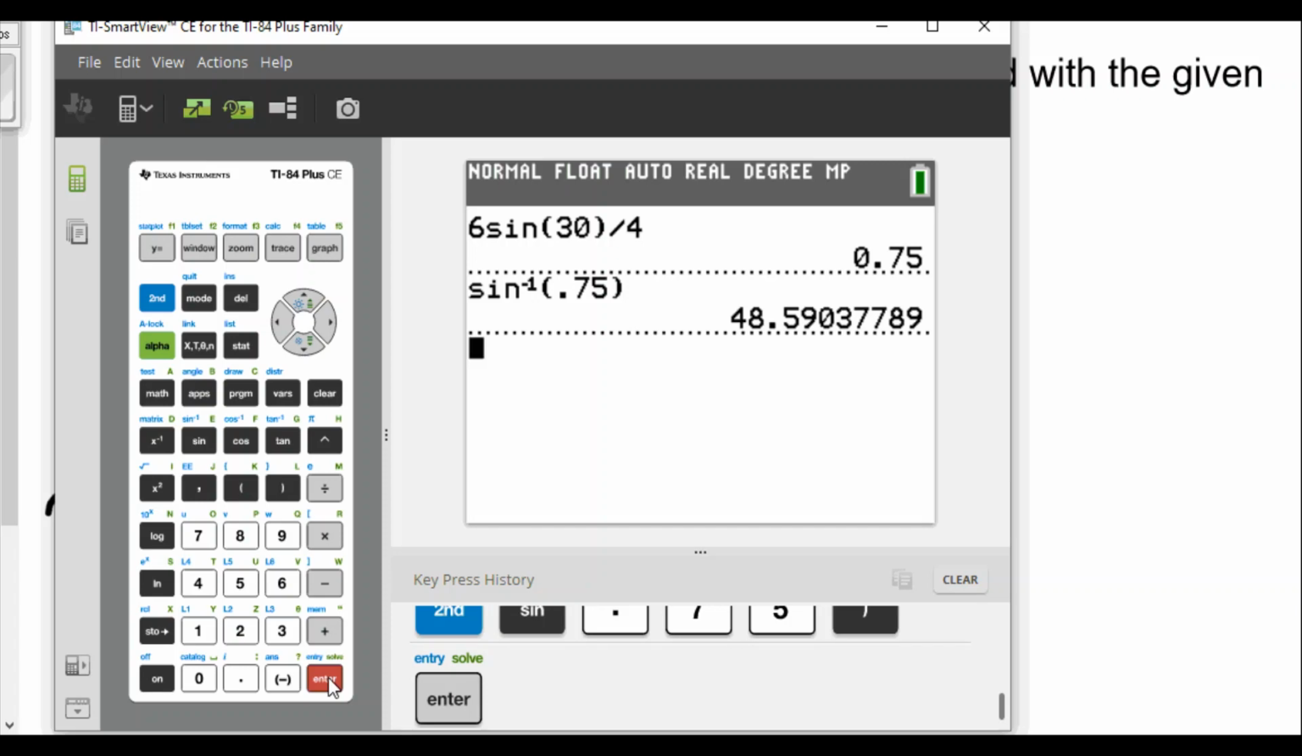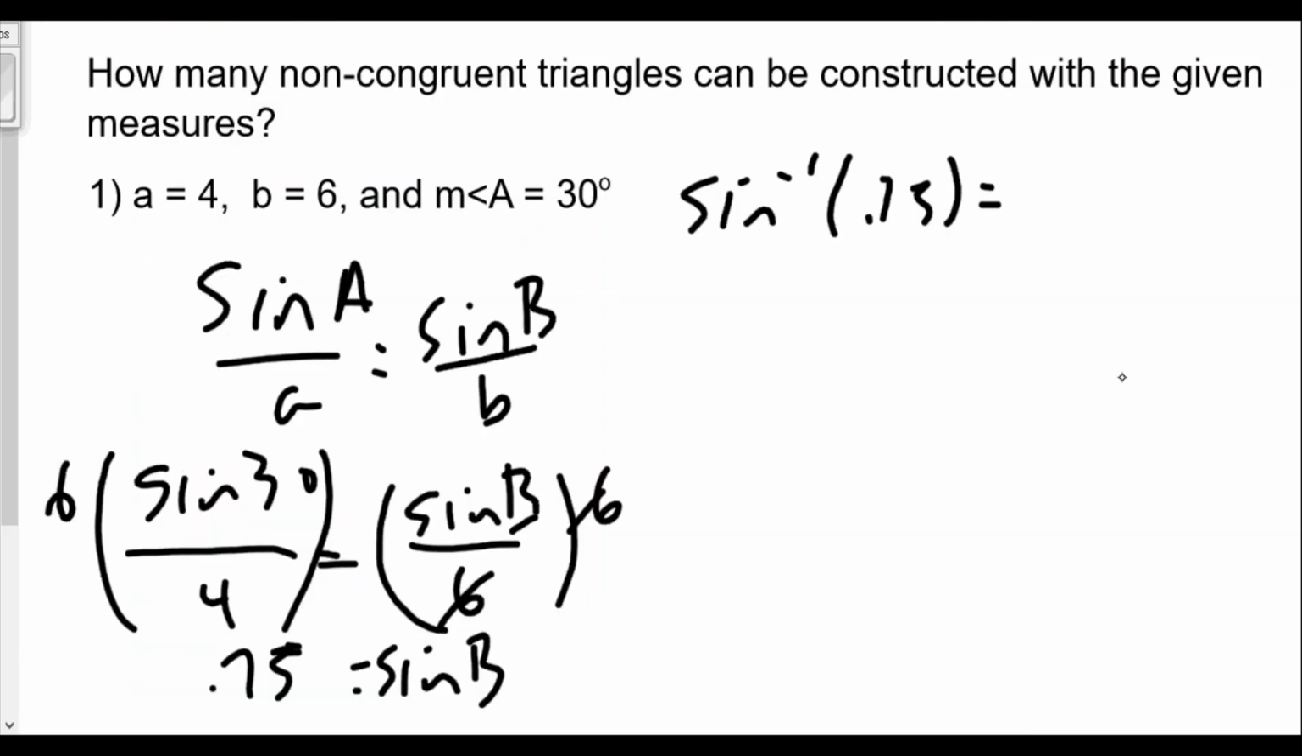So we're going to round this off. They're not asking us to round to the nearest tenth or hundredth or anything, so we just round to the nearest degree. The reason is we want to figure out how many different triangles we can form. That will be 49 degrees in this case.